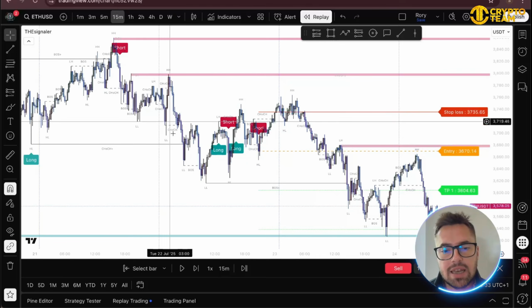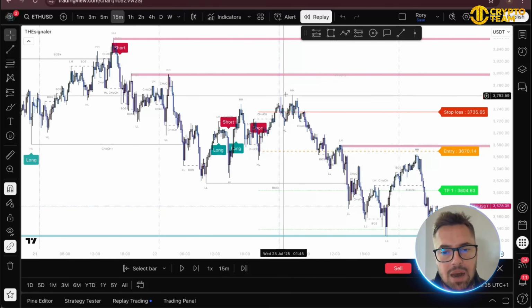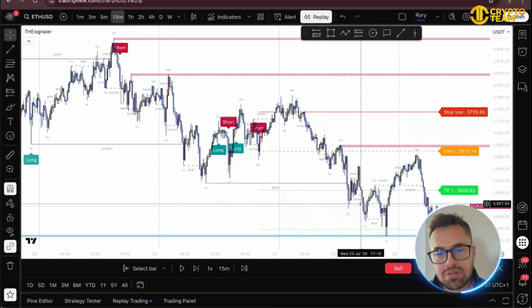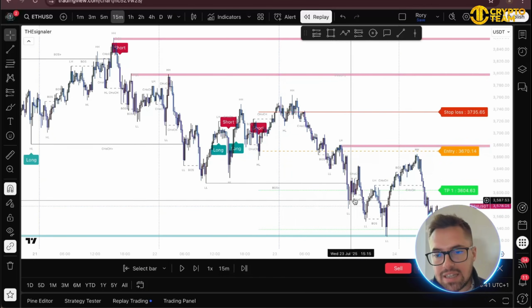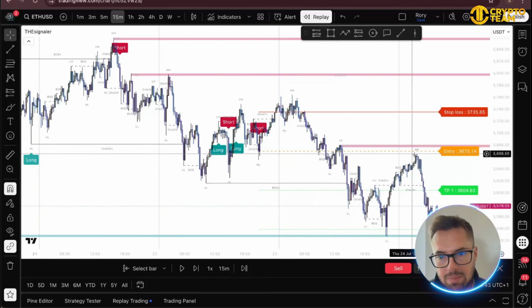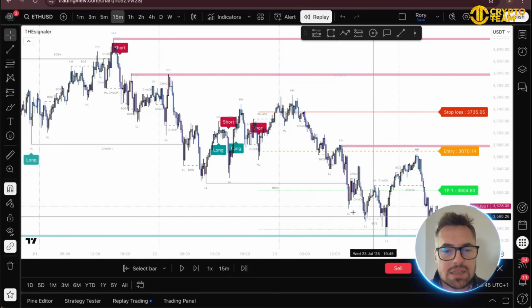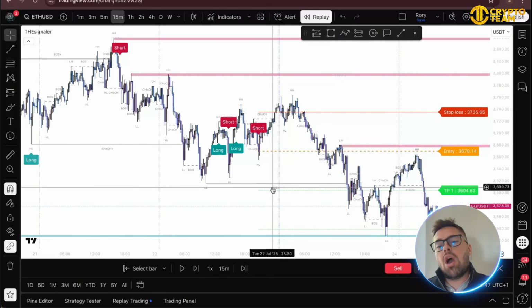So the larger leg is bearish. We come back up, have that pullback, and then we get a Boss Plus, which is a break of structure. So that means that the larger leg is still very much bearish. We come up and then we continue going down. So overall, we are bearish in the bigger picture, okay?